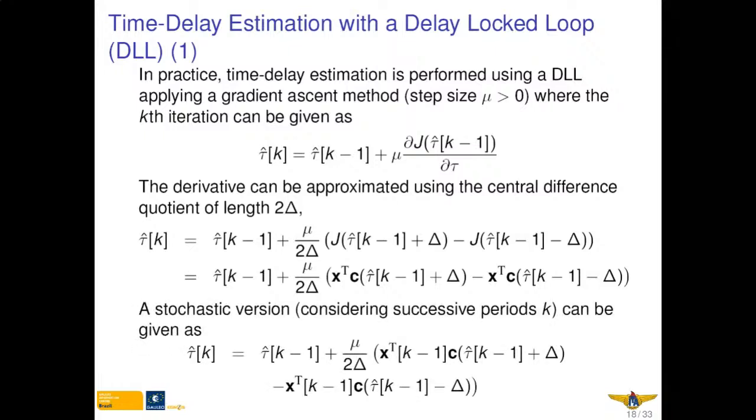A stochastic version, considering successive periods k, can be given as follows. We are now introducing successively new observations, so new periods of the signal, and we're performing correlation with plus delta and with minus delta. This is usually called early correlation, because this is cross correlation advanced by delta, and this is what's called late correlation. So correlation with the vector C delayed by delta, and that's why the DLL is called an early minus late delay lock loop.